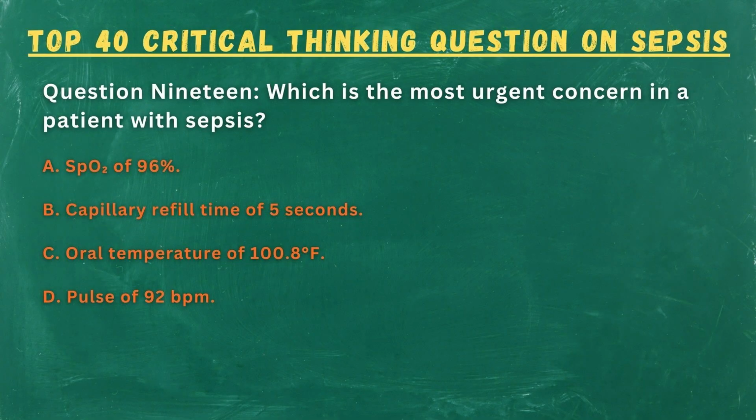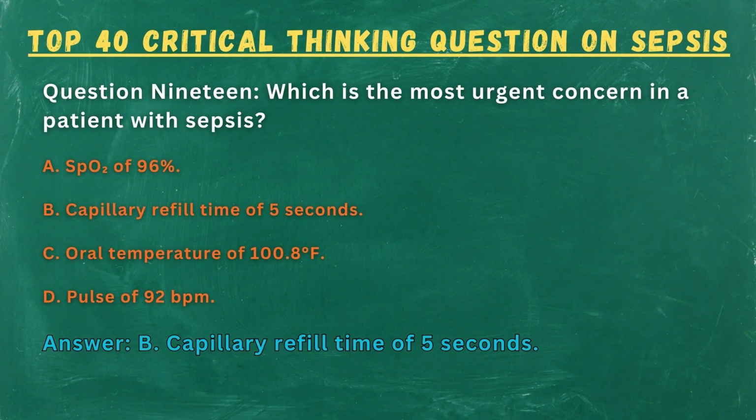Question 19. Which is the most urgent concern in a patient with sepsis? A. SpO2 of 96%. B. Capillary refill time of 5 seconds. C. Oral temperature of 100.8 degrees Fahrenheit. D. Pulse of 92 BPM. Answer: B. Capillary refill time of 5 seconds.